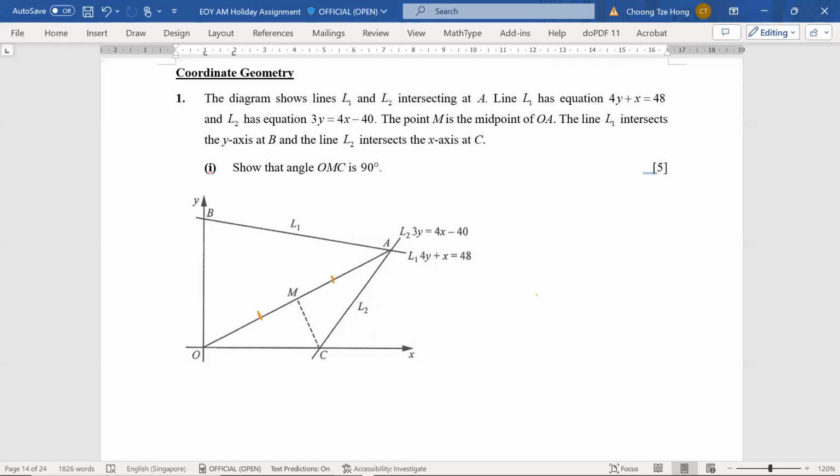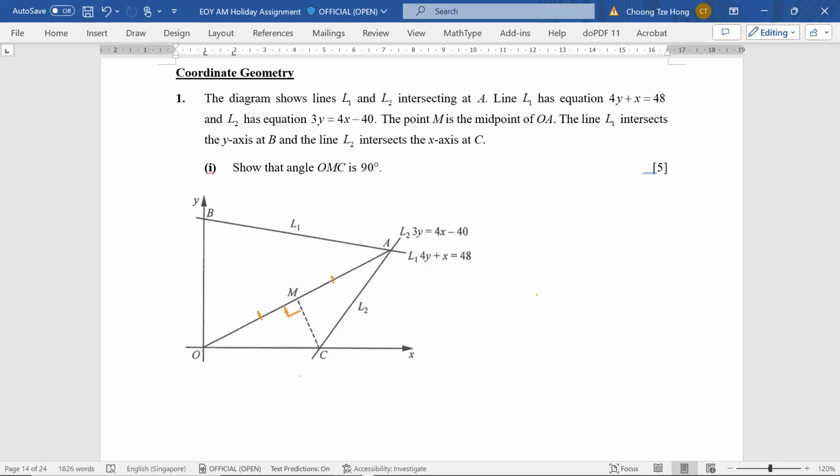They want you to show that angle OMC, which is over here, is 90 degrees. So we need to rely on the concept that we learned in coordinate geometry. If OMC is 90 degrees, then the lines OA and MC are perpendicular. And what is the concept regarding perpendicular lines? If two lines are perpendicular, then when you multiply their gradients, in this case the gradient of OA and the gradient of MC, you should get -1.